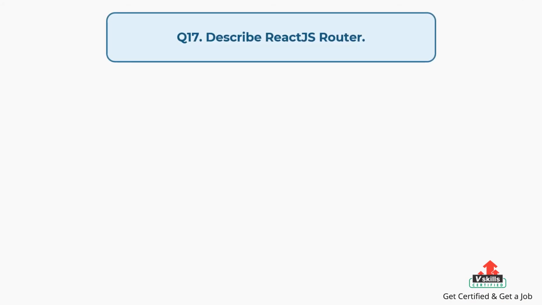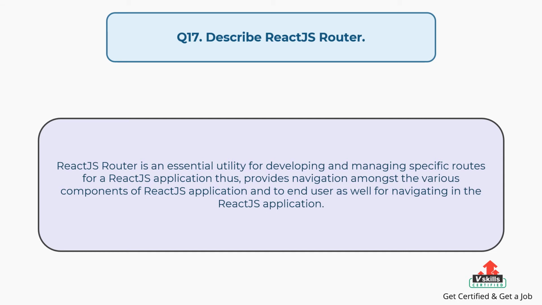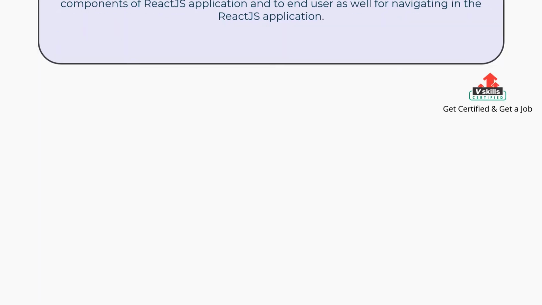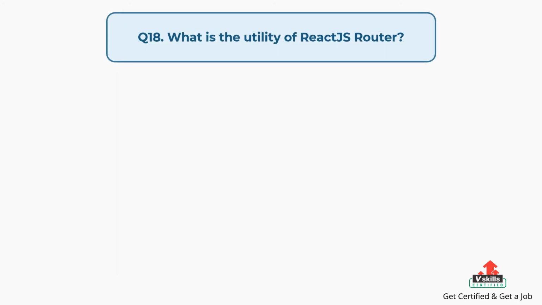Question number 17. Describe ReactJS Router. The answer is, ReactJS Router is an essential utility for developing and managing specific routes for a ReactJS application, thus provides navigation amongst the various components of the ReactJS application and to the end user as well for navigating in the ReactJS application.